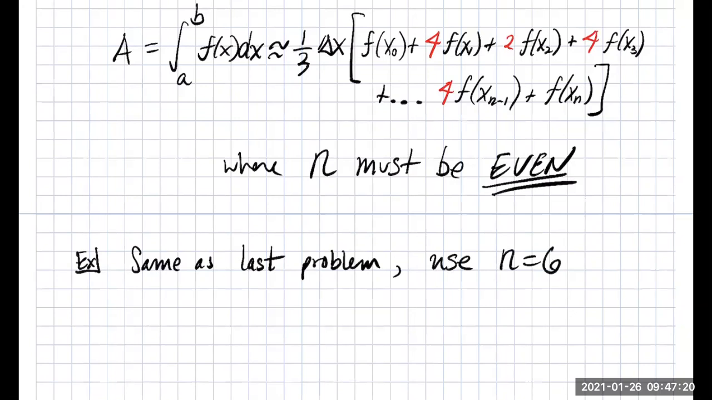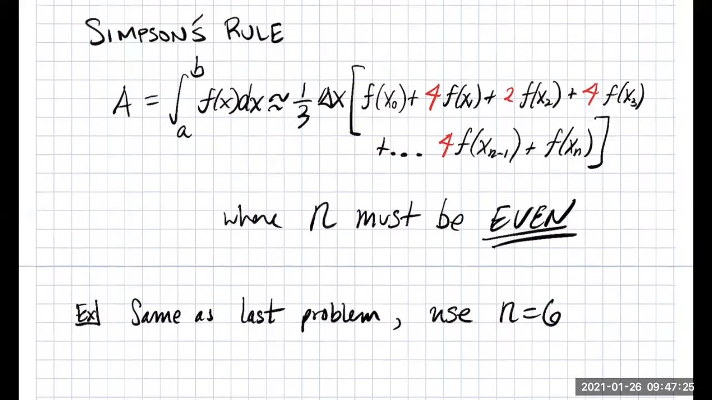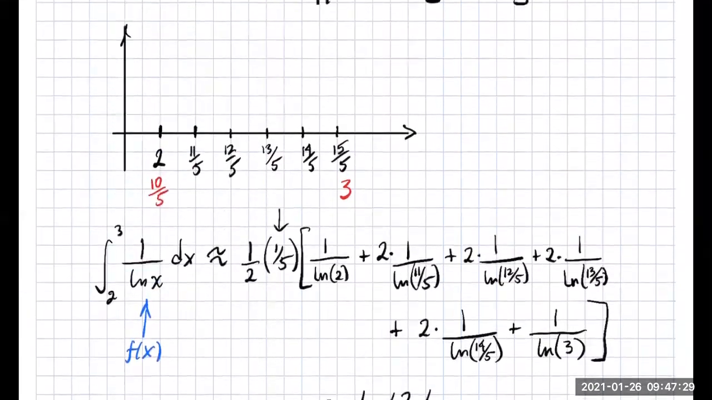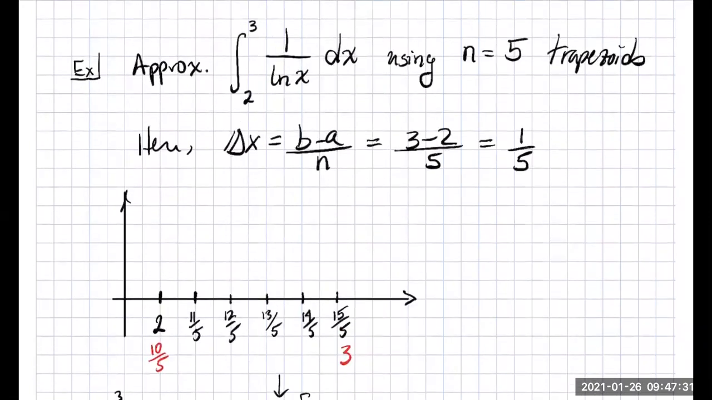All right, so I'm going to use the same function I did before, but instead of 5, I'm going to use n equal to 6. So here is what we were working on before. Approximate the integral from 2 to 3 of 1 over the logarithm of x dx, but instead of using 5, we're going to use n equal to 6.